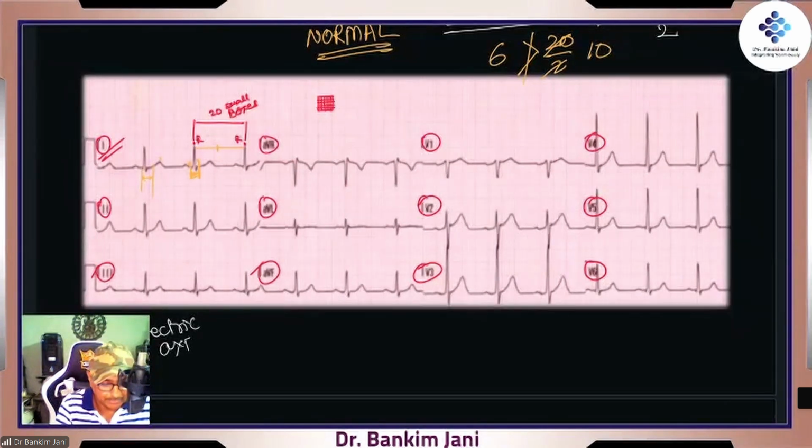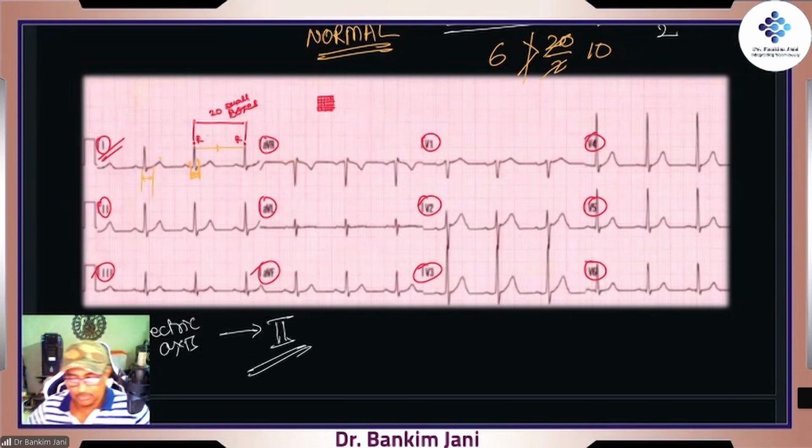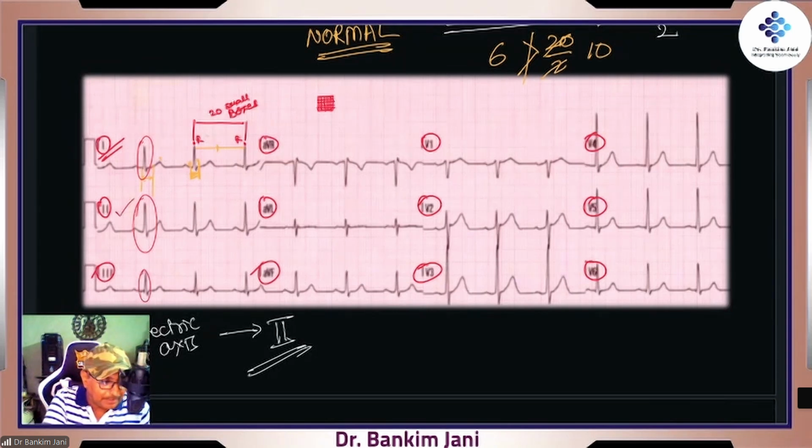Electric axis of the heart is towards which lead? Lead 2. So when we look at lead 2, it will be getting the maximum current, right? Lead 2 will be getting the maximum current because it is coming towards it. See the amount of current over here, definitely lead 2 is getting more.